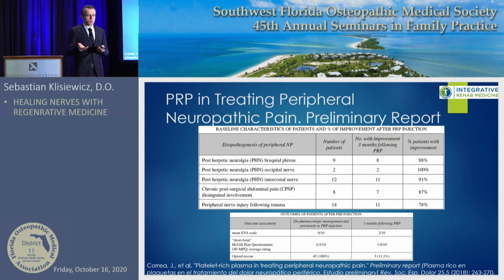And so for people who had brachial plexus post-herpetic neuralgia, out of the 9 patients, 8 of them got better 3 months afterwards. This is just with one treatment. Post-herpetic neuralgia, occipital nerve, intercostal, 12 patients, and most of them are getting better. This is not the best way that he reported it. He's going to give us probably some more graphs when the study becomes available. But very interesting. This is, like I said, a very hot and new topic. Patients' nerves can heal with the right treatment.